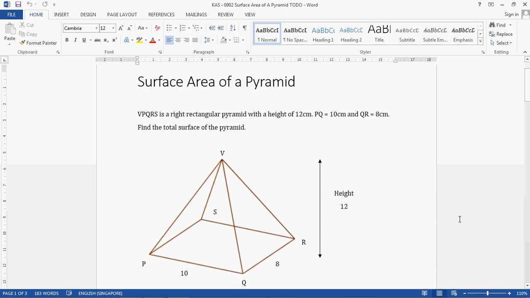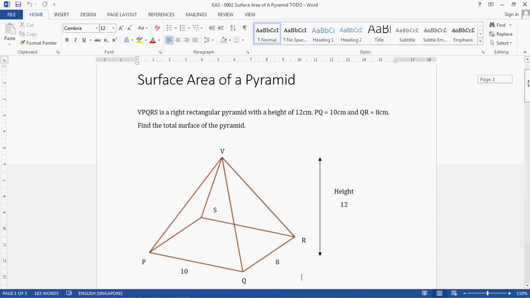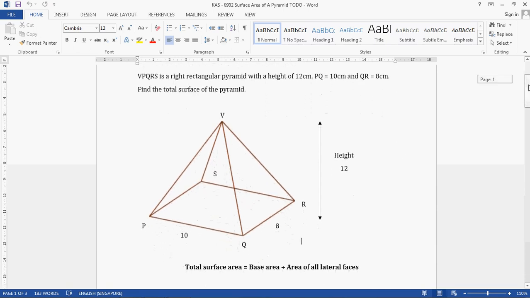So what do we have? Well, we have the rectangular pyramid, so the base is a rectangle. One side of it, PQ, is 10 cm. The other side, RQ, is 8. We are given the height, 12 cm. Then on the top, you have your vertex, which is V. Okay, so the pyramid will look something like this.